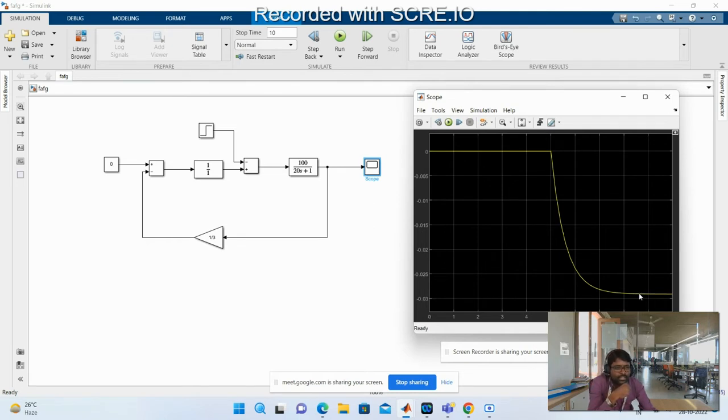See, this is the 0.03. Somewhere here it is 0.029. So it is saturated at 0.029. Understand? So this is how the frequency deviation will be.